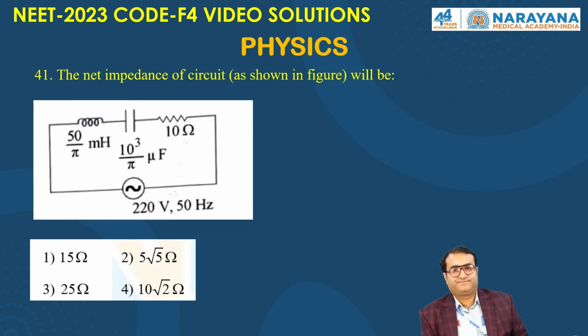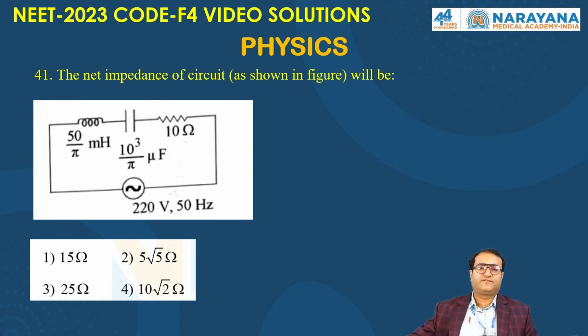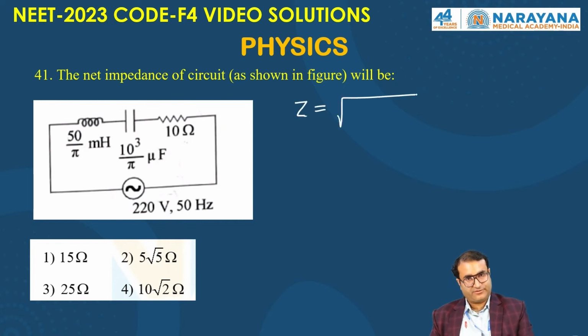Question number 41. You have to find the net impedance of the circuit. In order to find the net impedance of the circuit, we have a formula: Z is equal to under root of R square plus (omega L minus 1 by omega C) whole square. Simply you have to put the values.